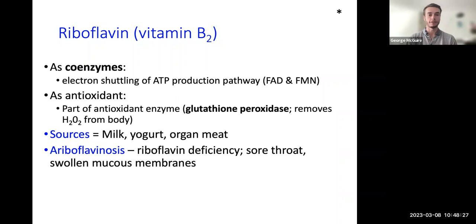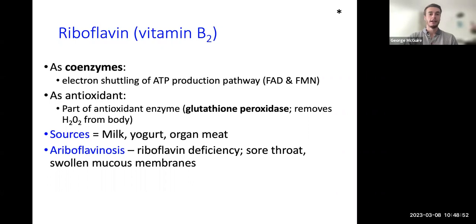And so you can get your riboflavin from milk, yogurt, and organ meat like liver, eating other animals' liver. In fact, liver is going to show up a lot as a great source of vitamins. If you think about what we've learned so far about liver's function in storing and transforming all of our different nutrients that we are absorbing through our digestion, it makes sense that another animal's liver is going to have a lot of those things as well.